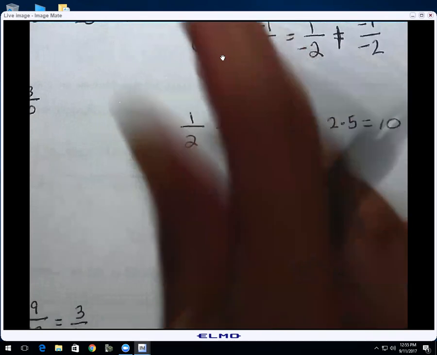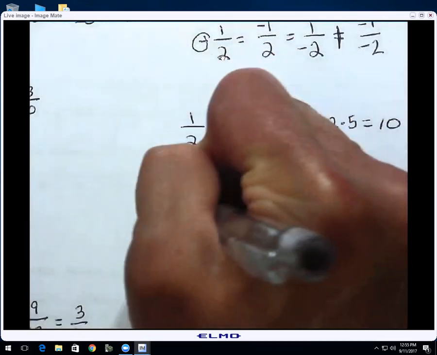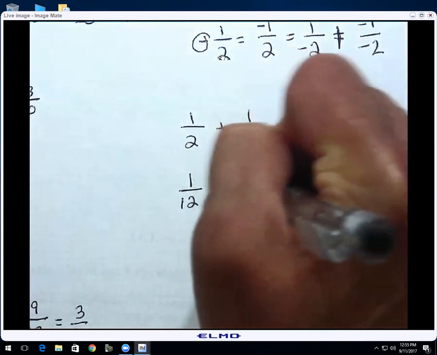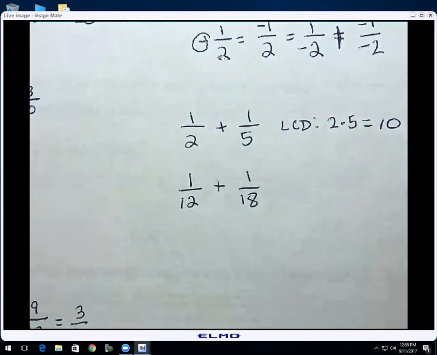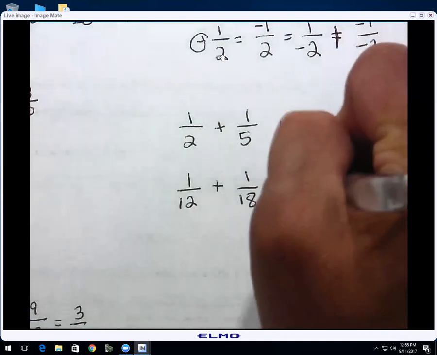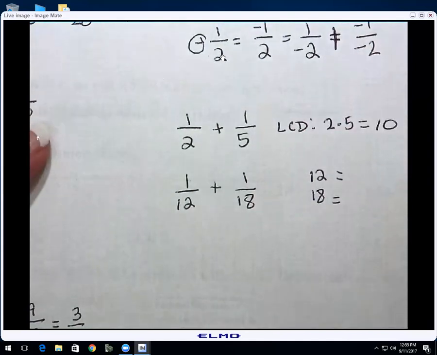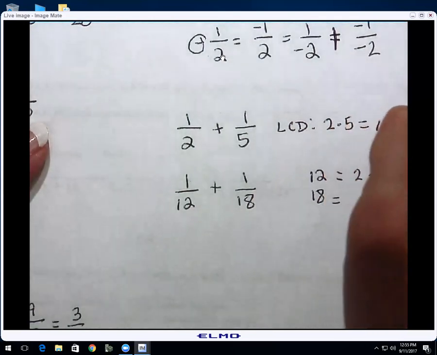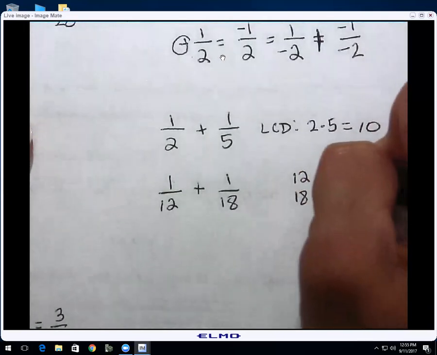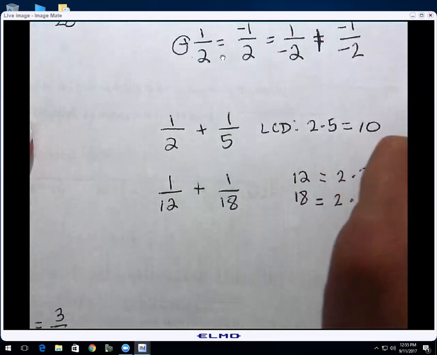But if the two denominators do have a common factor, like 12 and let's say 18. You may remember doing this in basic math, you may not, but we wrote the prime factorization of the 12 and the 18. We factored it until we couldn't factor any further. The 12 would factor into 2 times 2 times 3, and the 18 would factor into 2 times 3 times 3.